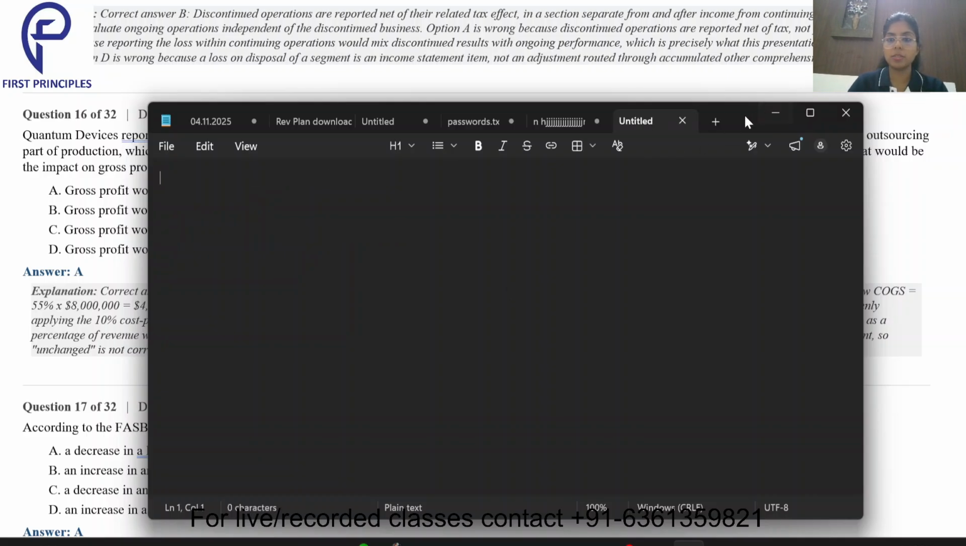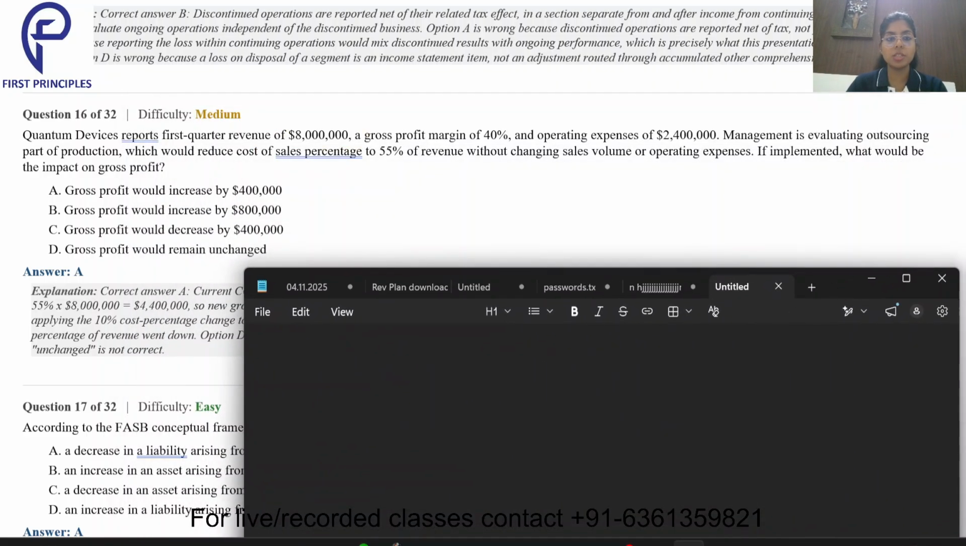Okay, let us do the question over here. The question is talking about the revenue. Revenue is given to us as 8 million. Then the gross profit margin, or gross profit percentage, is how much? It's 40%. And it is given operating expenses of 2.4 million.